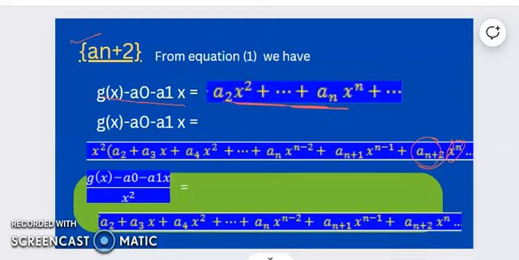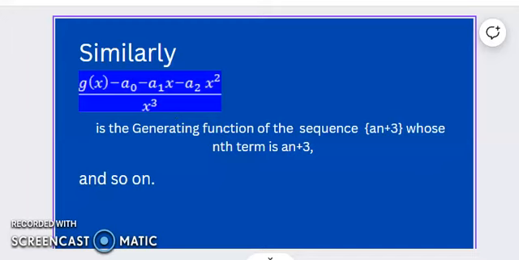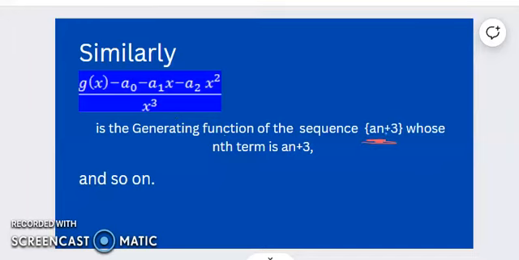And similarly, we can find the generating function for the sequence a(n+3) using the above case. That is, (g of x minus a0 minus a1x minus a2x square) by x cube is the generating function for the sequence whose nth term is a(n+3), and so on.